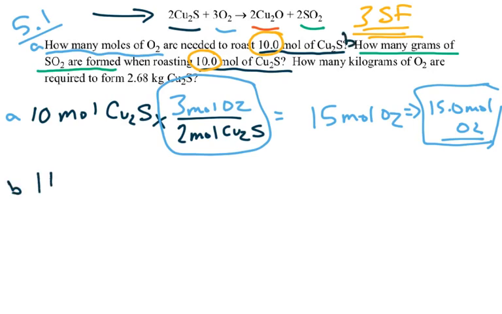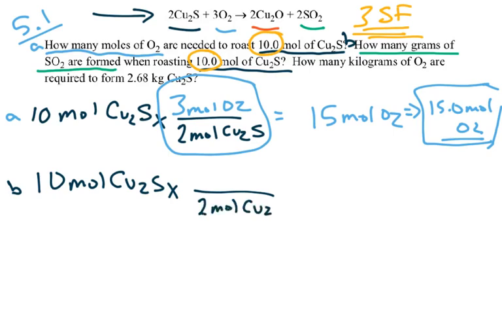We're going to start again with 10 moles of Cu2S. We're going to use our mole island. We're going to use our equation. We're going to go from Cu2S to SO2. So for every 2 moles of Cu2S, okay, the 2's right here, so for every 2 moles of that, we have 2 moles of SO2. So that means we have 10 moles of SO2.